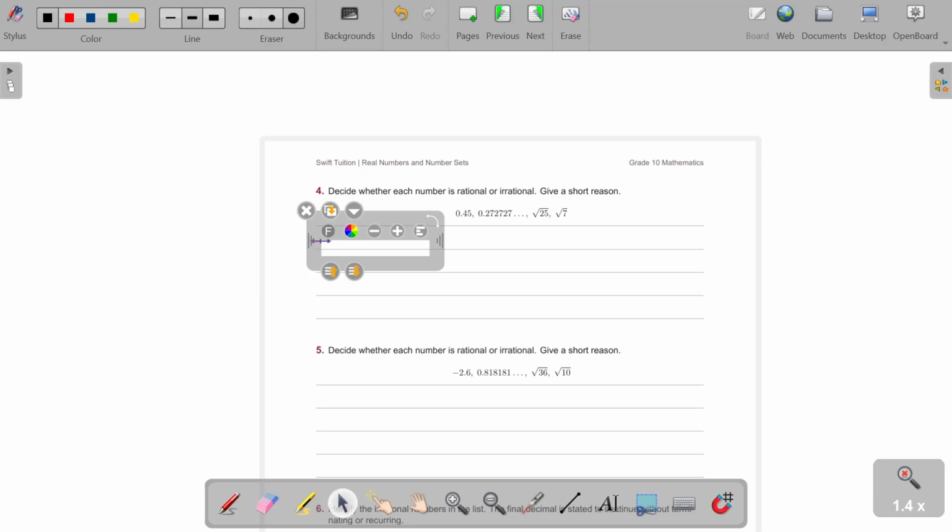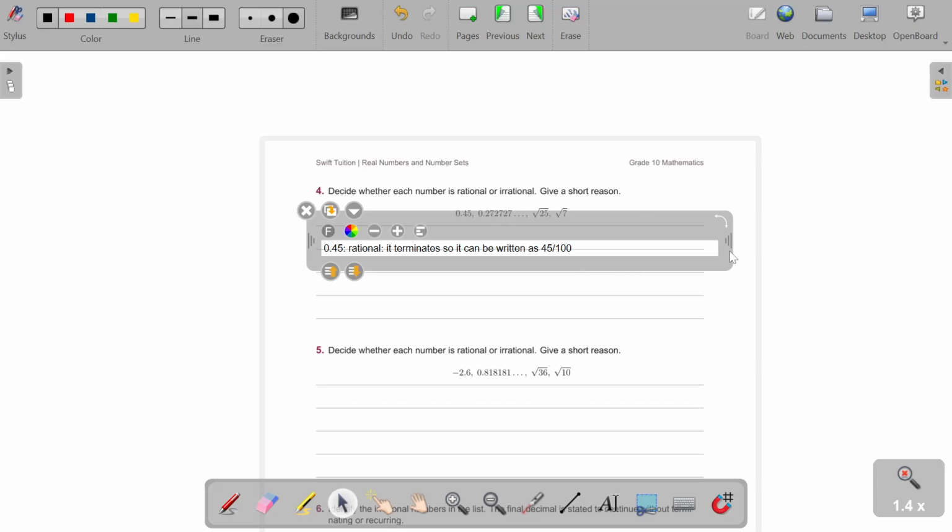So let's look at 0.45 first and foremost. 0.45 is going to be naturally a rational number, right? Why is it going to be a rational number? It terminates, so it can be written as 45 over 100. That is something to bear in mind, right? Because 0.45 is a decimal, and as a decimal, it just basically means it's going to be over 100, right?